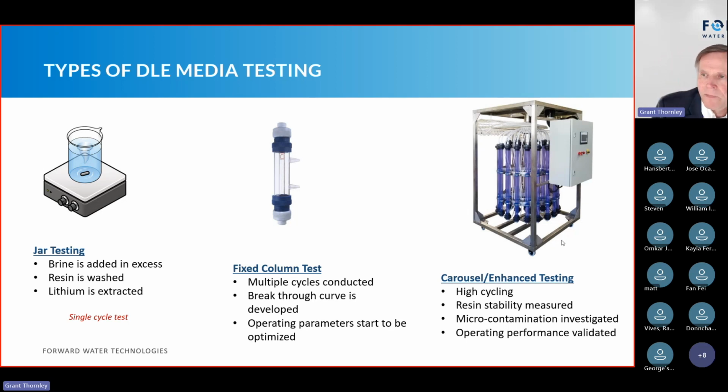Some people do jump, if the column tests are really good, and just go to a pilot test, whereas the DLE media provider has a pilot or demonstration unit which they can put on site, or maybe they have a pilot at their operations. But essentially, what are you trying to accomplish? When I get to this point, I want to run as much brine through my resin and achieve as many cycles as possible, hundreds of cycles, not 30, hundreds, because that's going to tell me the long-term stability and operating performance of the media.